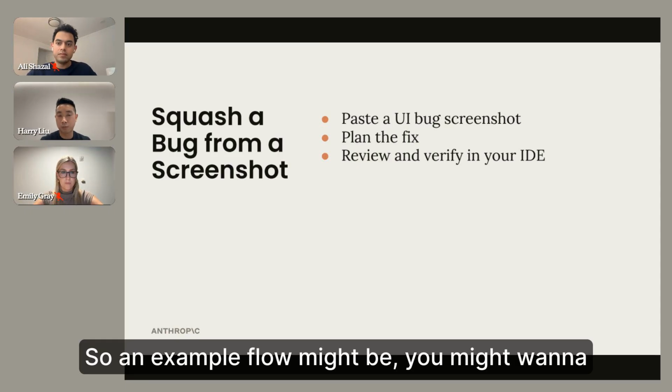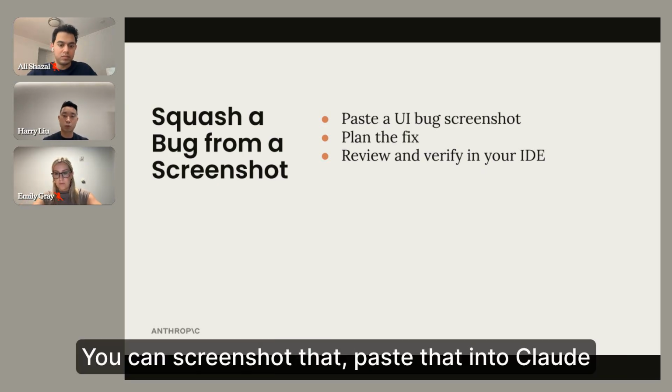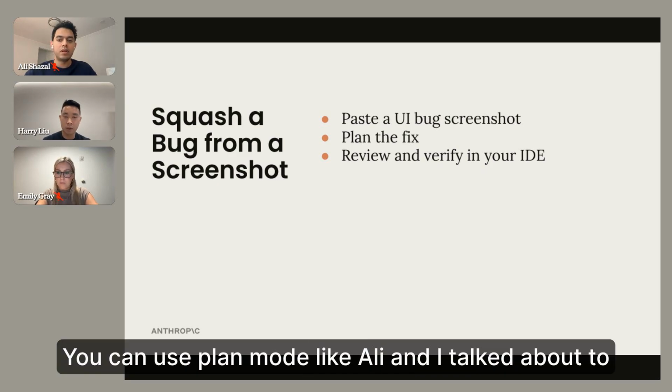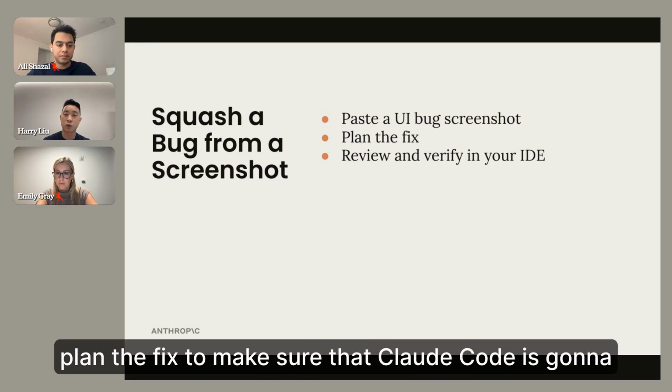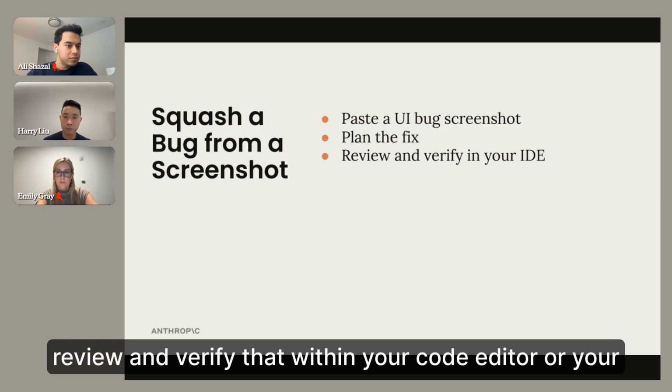So an example flow might be, you want to squash a bug from a screenshot. Maybe there are elements within a front-end UI that are overlapping. You can screenshot that, paste that into Claude Code, and you can use plan mode like Ali and I talked about to plan the fix to make sure that Claude Code is going to operate on it correctly. And then you can certainly review and verify that within your code editor or your terminal.